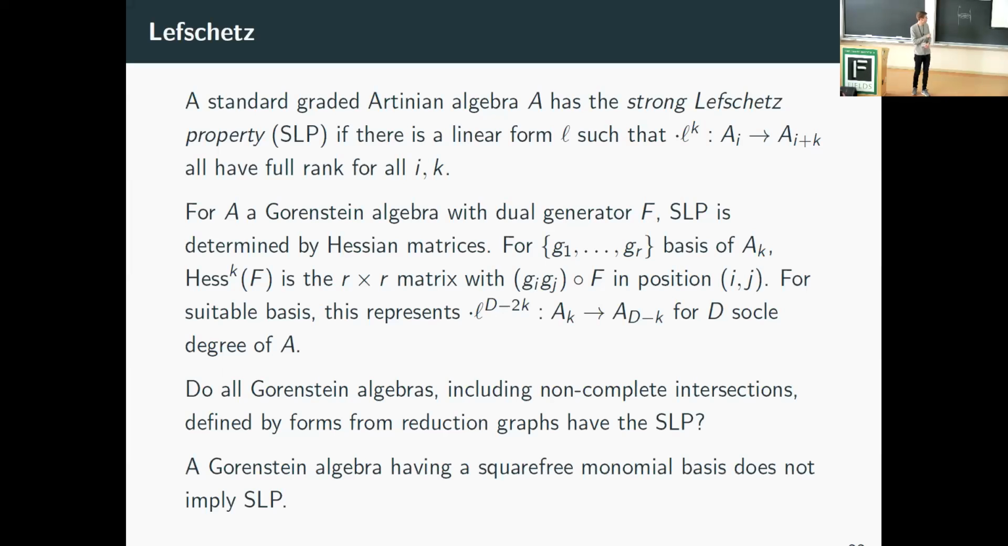Finally, of course, just having a square-free monomial basis is not enough for having SLP. There are examples in the negative for that. So one needs more than just the square-free basis that we have proved our algebra has. And that should be it.